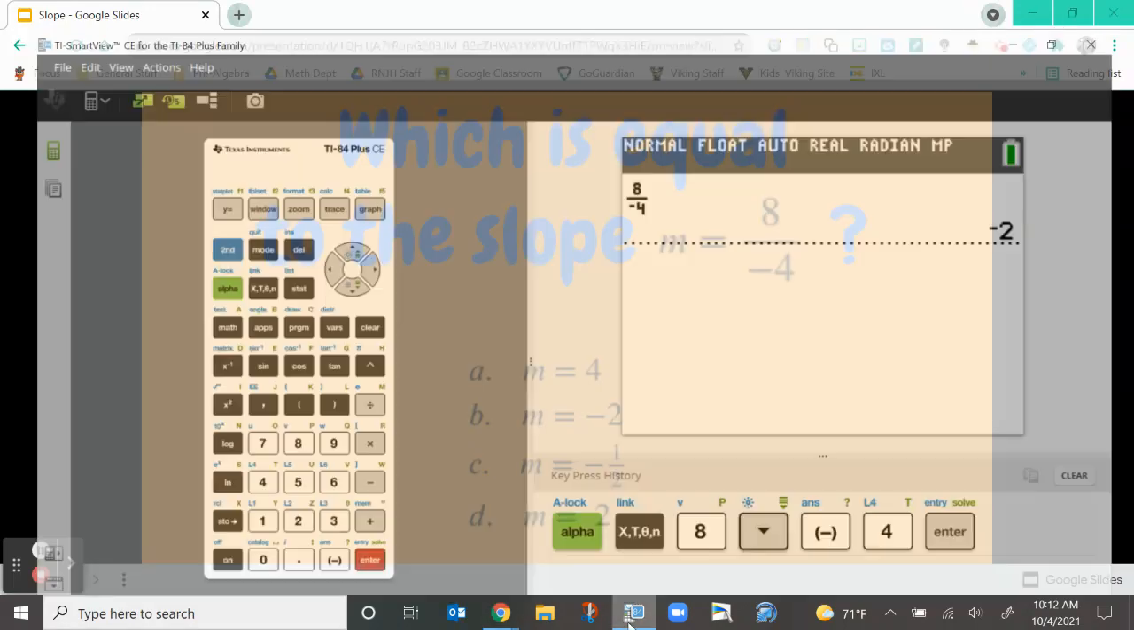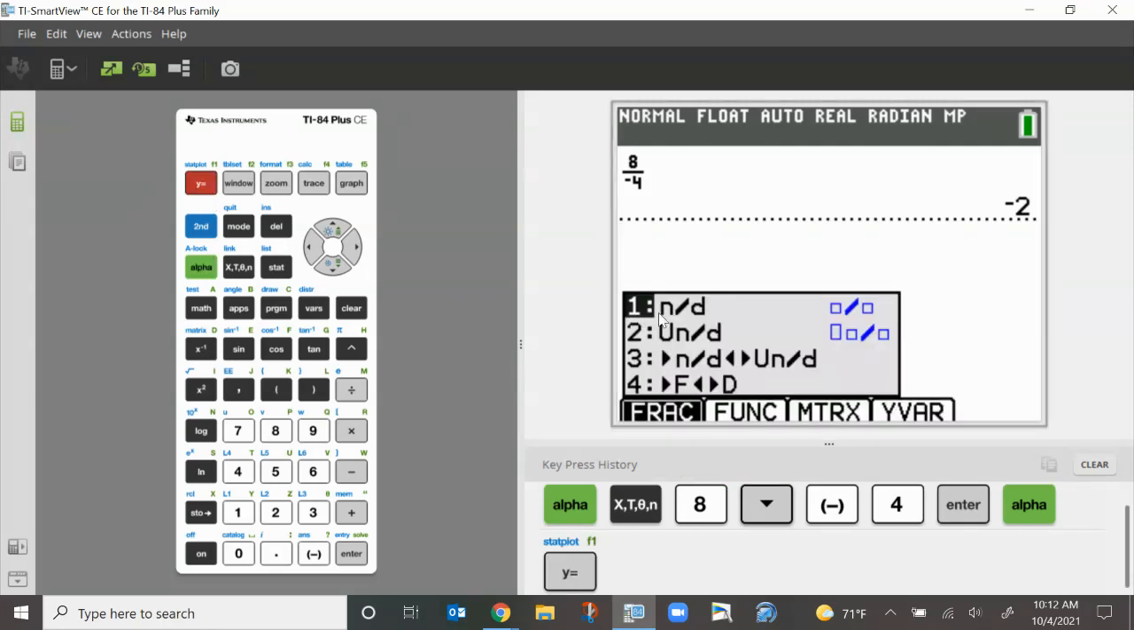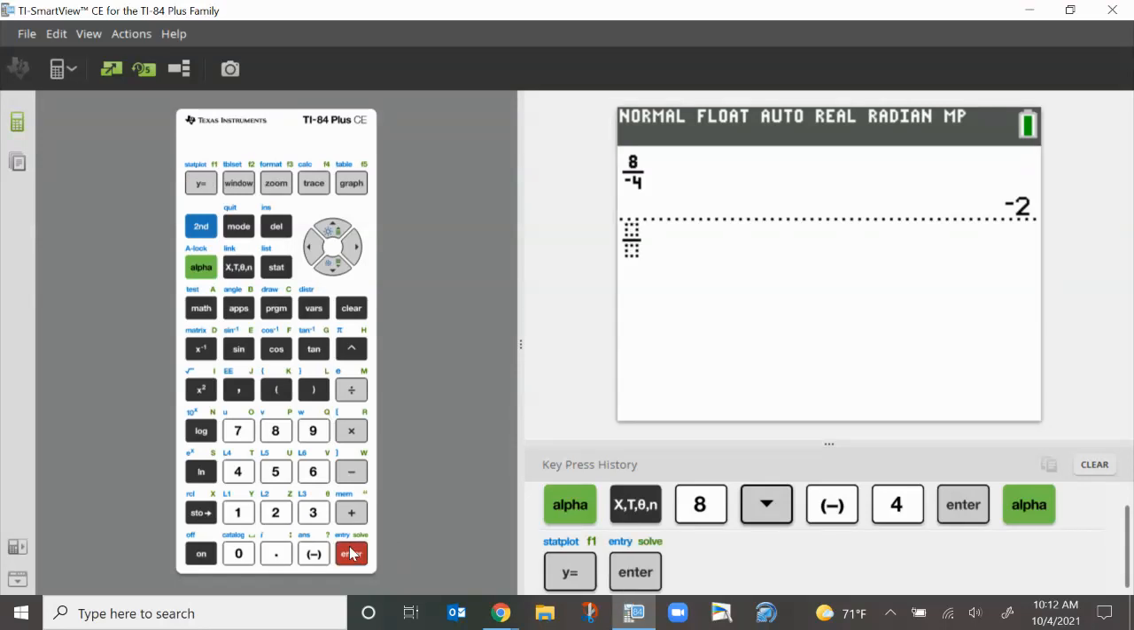I'm going to show you another way that you can make a fraction. You can hit the alpha button again and then hit the y equals button. And number 1 is going to give you a numerator and a denominator. So that's another way to get a fraction. Either one of those methods will work.